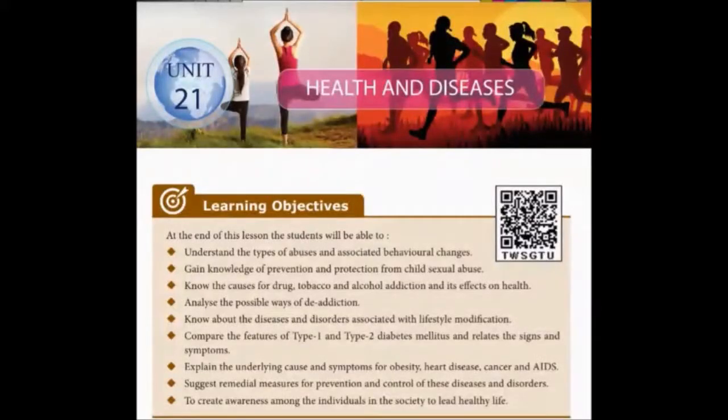Hello children, in this video we are going to learn chapter 21 Health and Disease. In this lesson you will understand the types of abuses and associated behavioral change, and know the cause for drug, tobacco and alcohol addiction and its effects on health. You can analyze the possible ways of de-addiction and know about the diseases and disorders associated with lifestyle modification, and you can compare the features of type 1 and type 2 diabetes mellitus and relate the signs and symptoms.